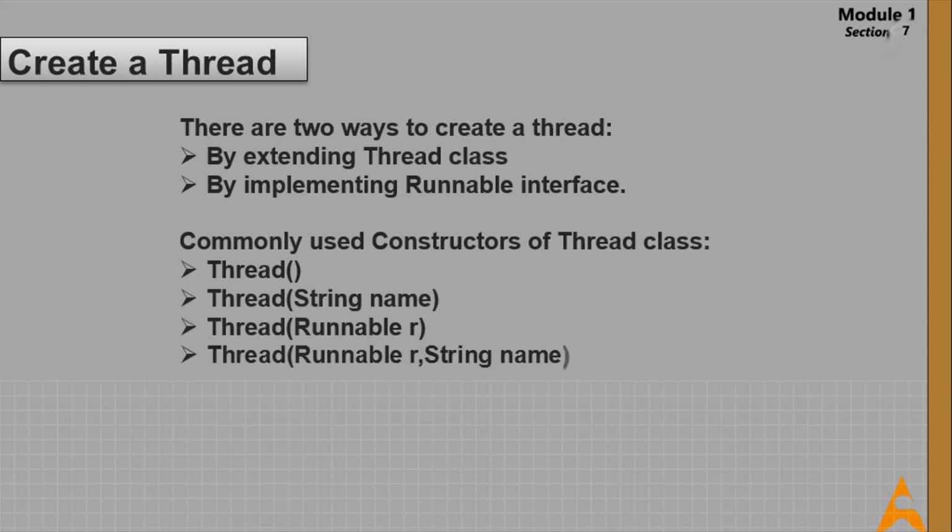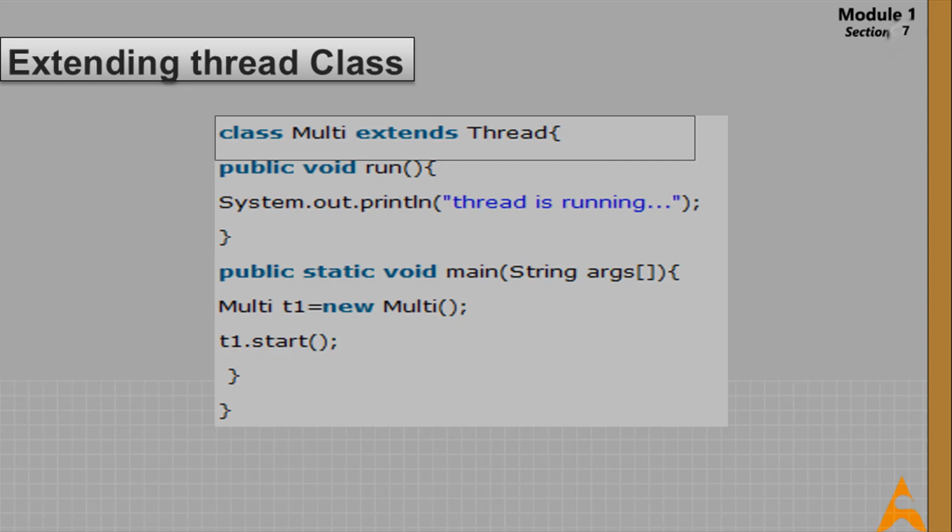Let's see the first way of creating a thread in Java by extending the Thread class. Create a class and extend the Thread class. Write the public void run method and give your message to be printed. Call the constructor of your class in the main method and start the thread. You can see the program on your screen and pen it down. Save your file and run it. You can see that the thread is created.